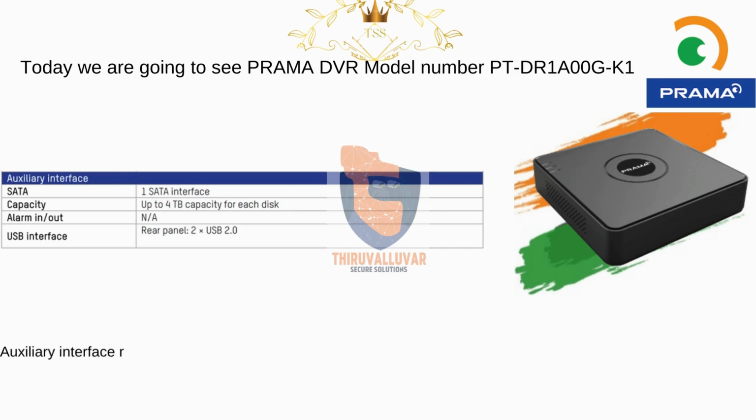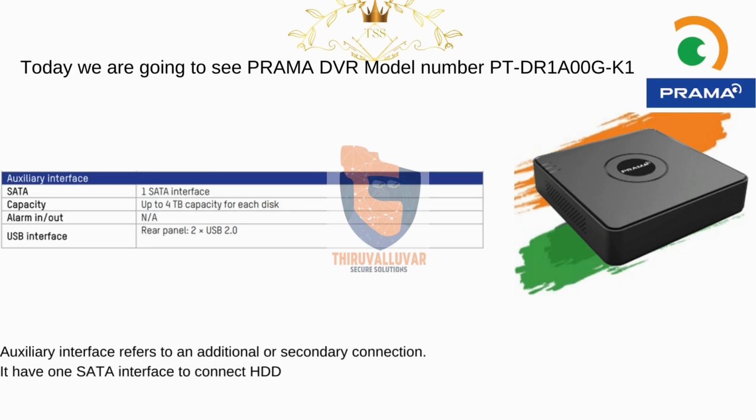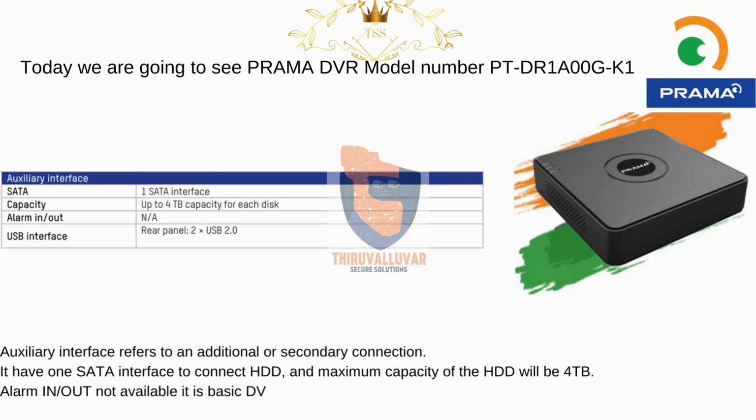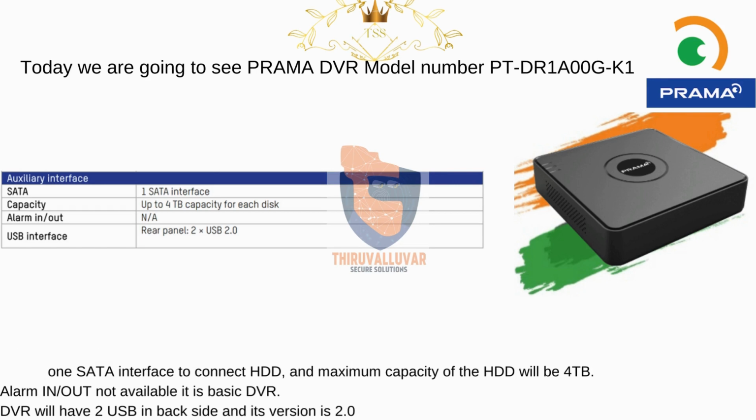Auxiliary interface refers to an additional or secondary connection. It has 1 SATA interface to connect HDD, and maximum capacity of the HDD will be 4 TB. Alarm in out not available. It is a basic DVR. DVR will have 2 USB ports in the backside and its version is 2.0.